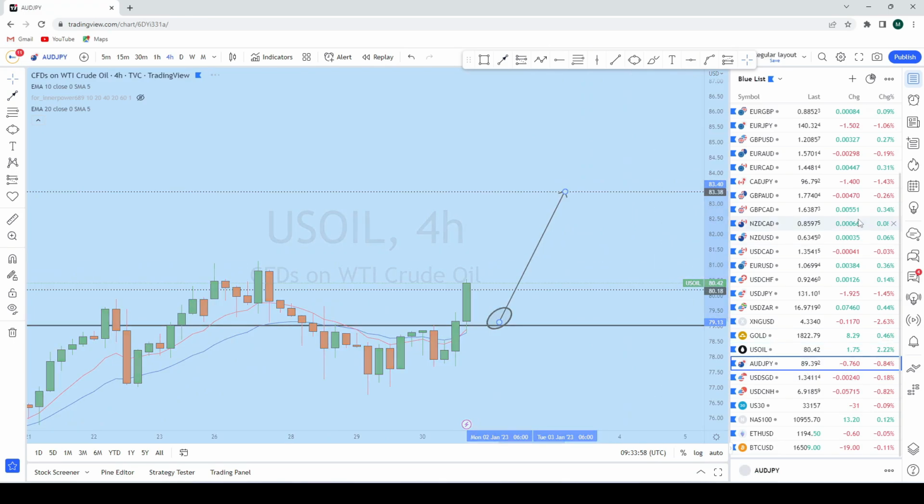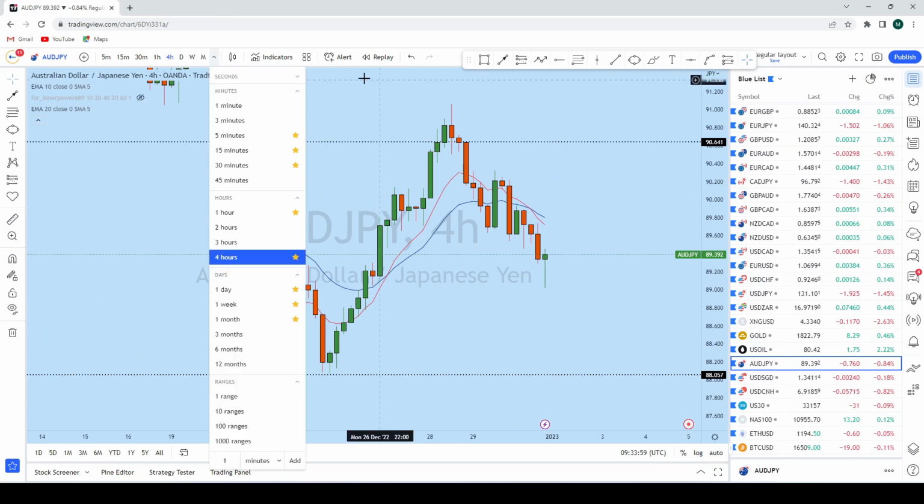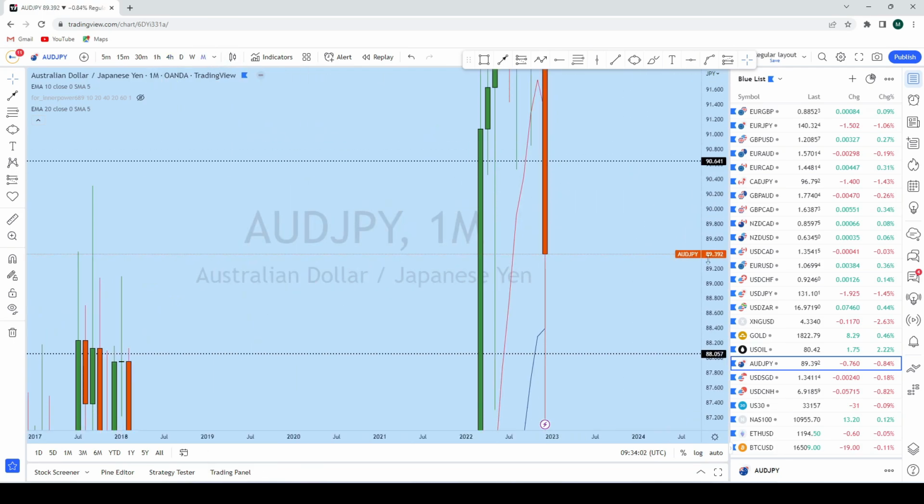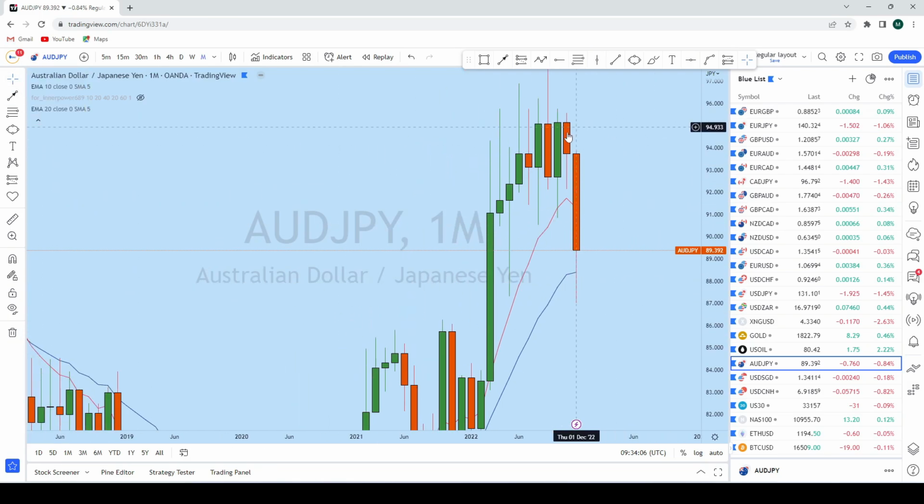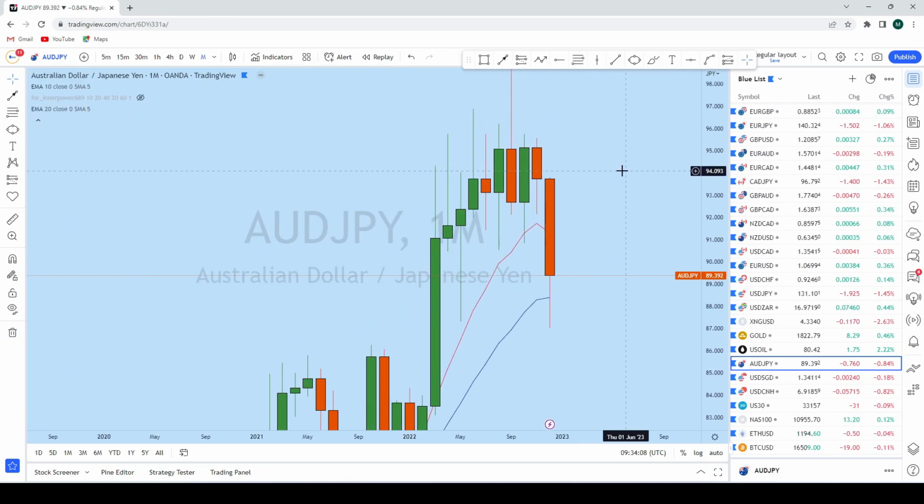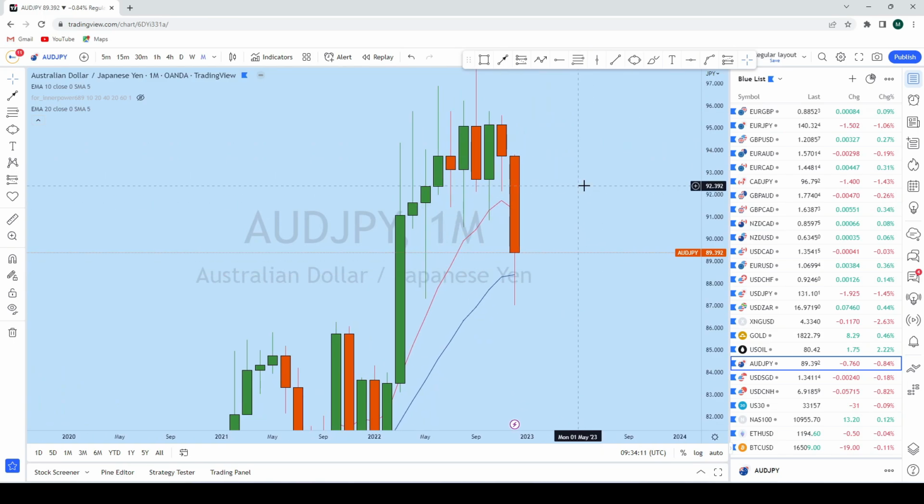Now let's look at Aussie yen. Looking at the monthly perspective on Aussie yen, we see that on the monthly time frame it has closed with a long bearish engulfer, which is in fact significantly bearish.